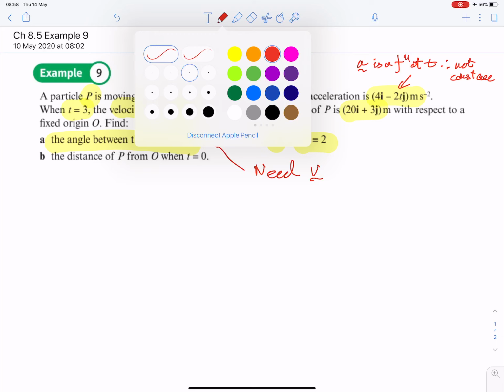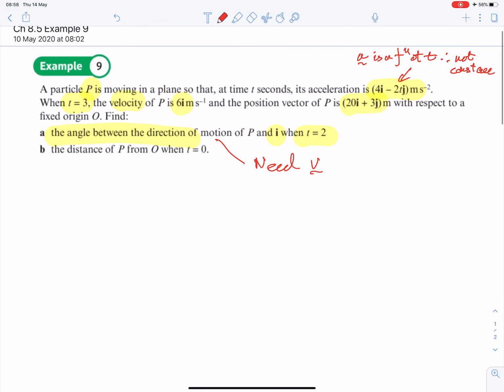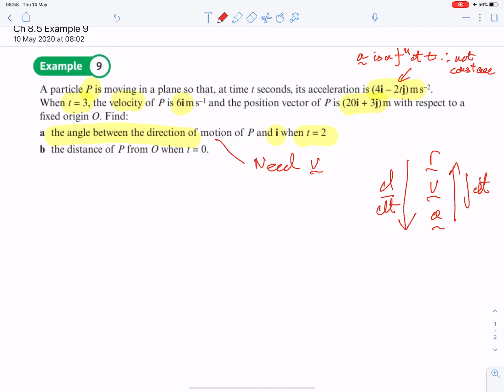So we're going to have to remember our key facts that keep coming up at the moment, which are v and a. In that direction we differentiate with respect to t, so in this direction we're going to integrate with respect to t. So here we go again. a is equal to 4i minus 2tj. The integral of a with respect to time is equal to the velocity.